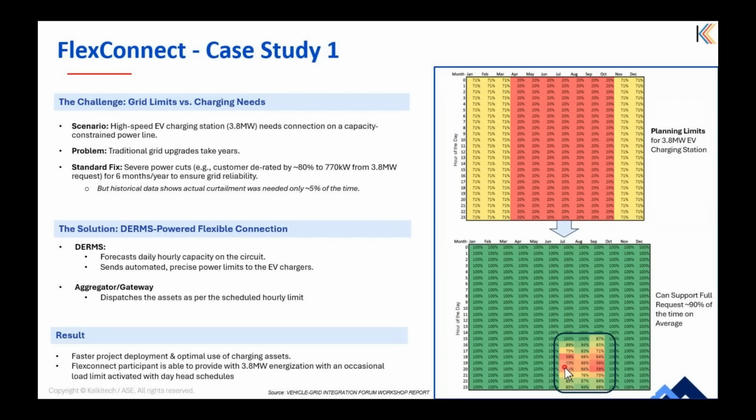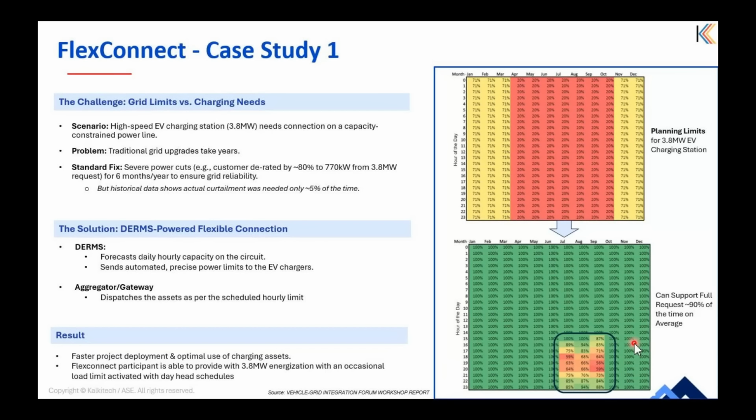The result is dramatically different, as you can see in the bottom heat map here. Instead of widespread, lengthy derating, the charging station can now support its full requested load approximately 90% of the time on average. This directly leads to much faster project deployment and significantly more optimal use of the charging assets. So this case study shows how FlexConnect moves beyond rigid limitation to enable faster interconnection and better asset performance through intelligent and flexible grid participation.